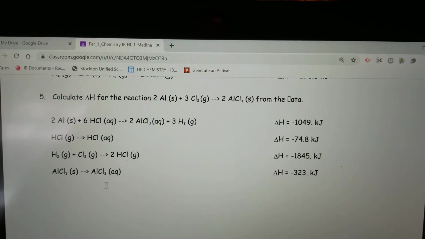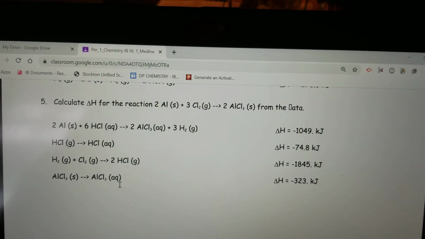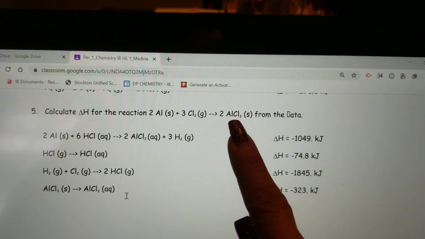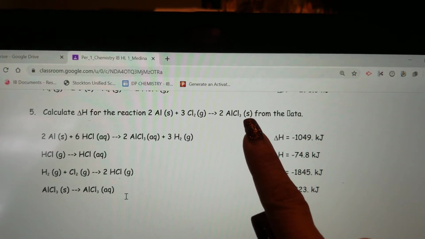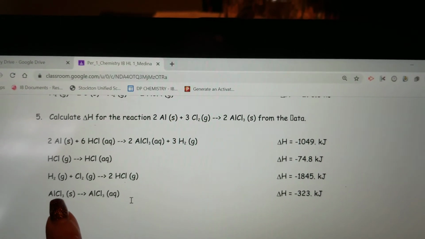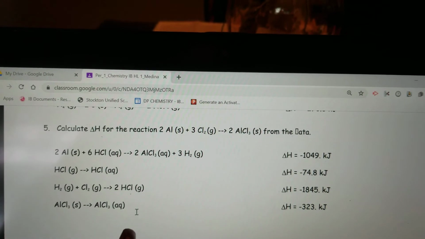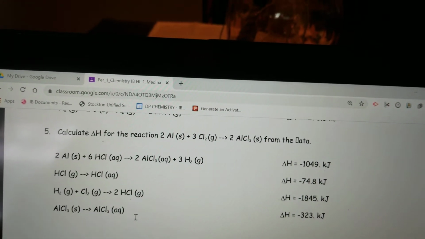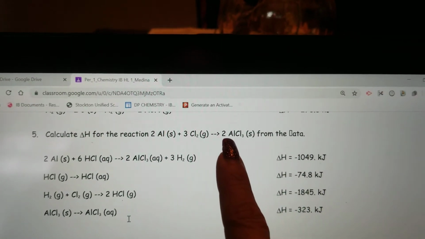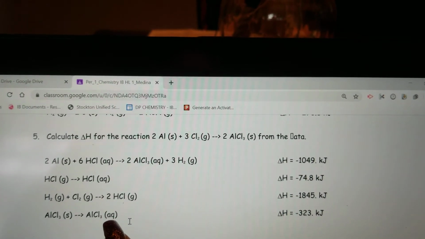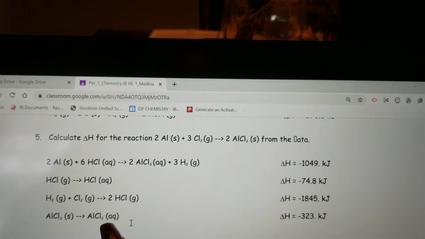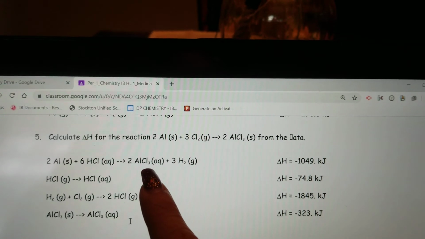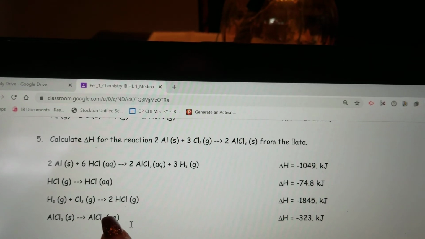Okay, and finally, the last one is AlCl3 solid to AlCl3 aqueous. Okay, well, check this out. We need, on the product side, 2 AlCl3 solids. Well, the solid here is on the reactant side, so I need to flip this equation. So flip it. And also, I need 2 of them, so I need to multiply by 2. That is also going to aid here, because remember we had 2 AlCl3 aqueous here? We need to cancel, so we need 2 of those to cancel.